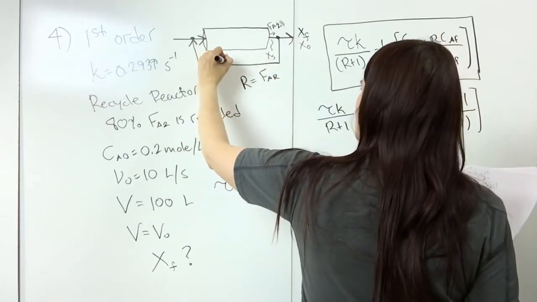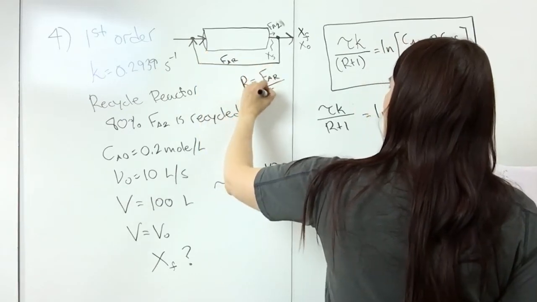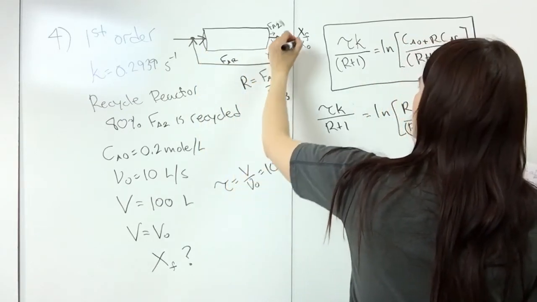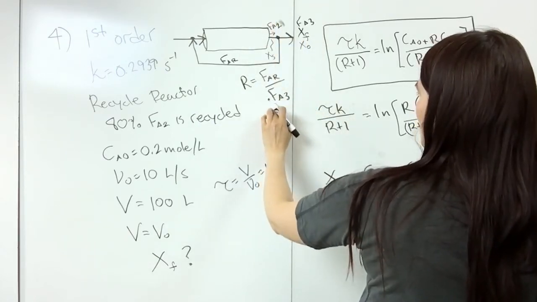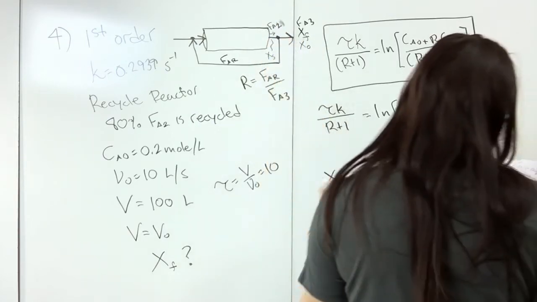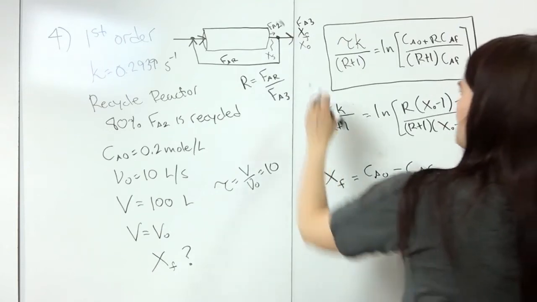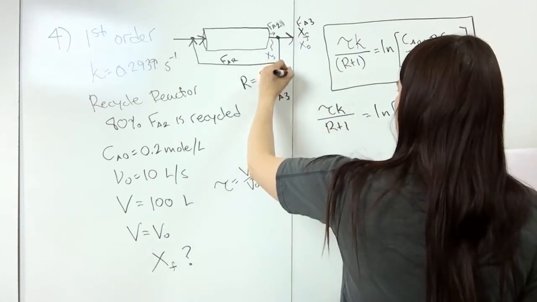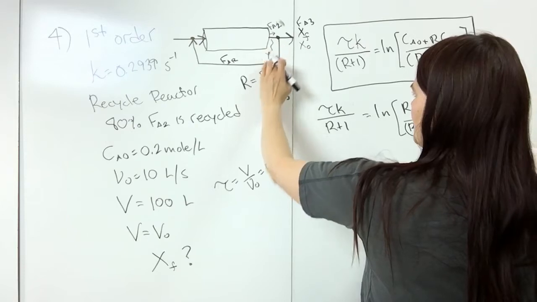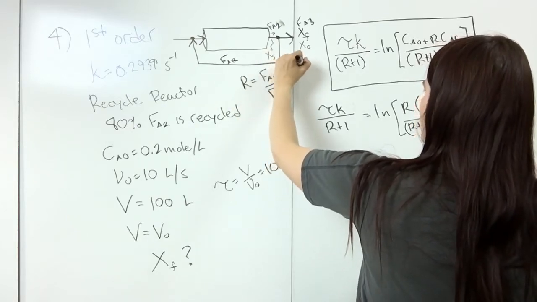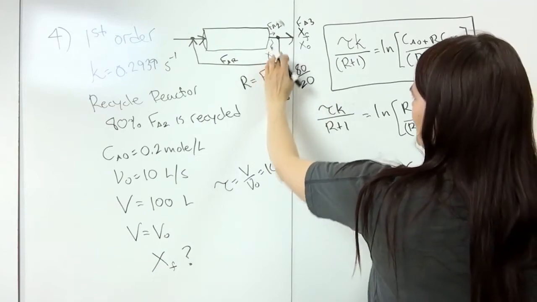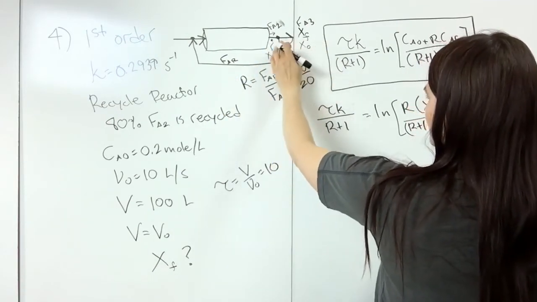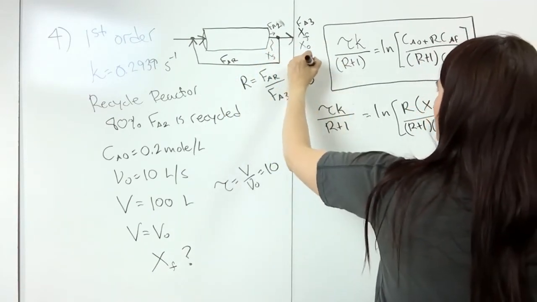FAR, so that's the stream, over FA3, and that's the stream out here. So FAR plus FA3 is equal to FA2. And we know that 80% is recycled, so we know that 80% of the stream comes this way, so we know that this is 80, and so if 80% is going this way, then 20% has to be going this way, so then we know this is just 4.